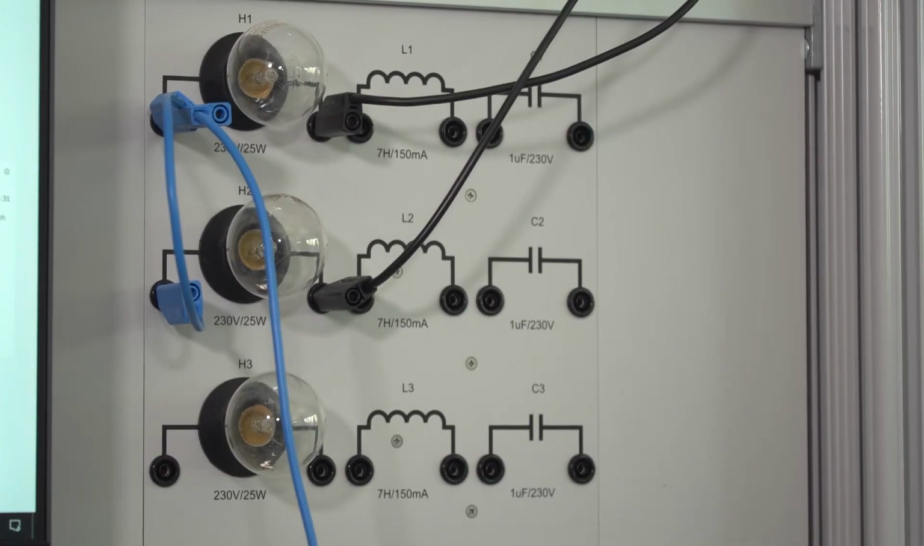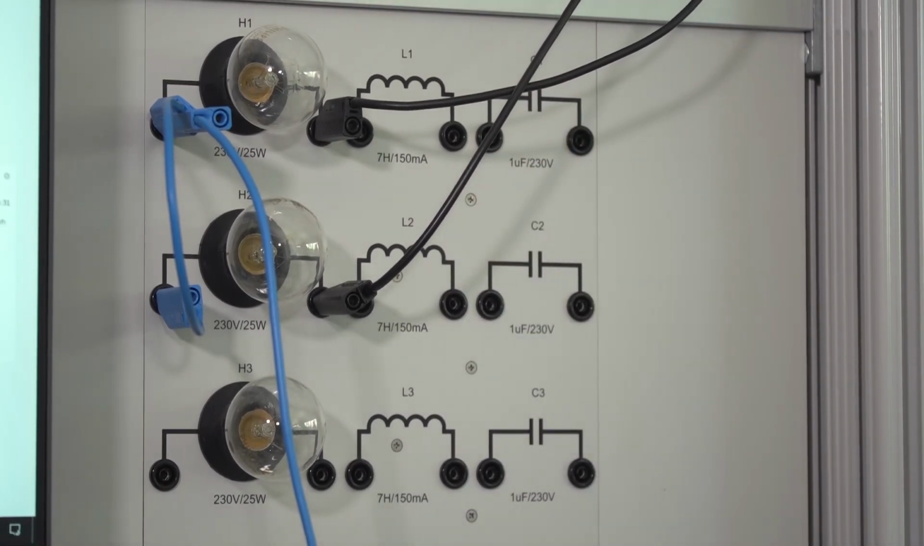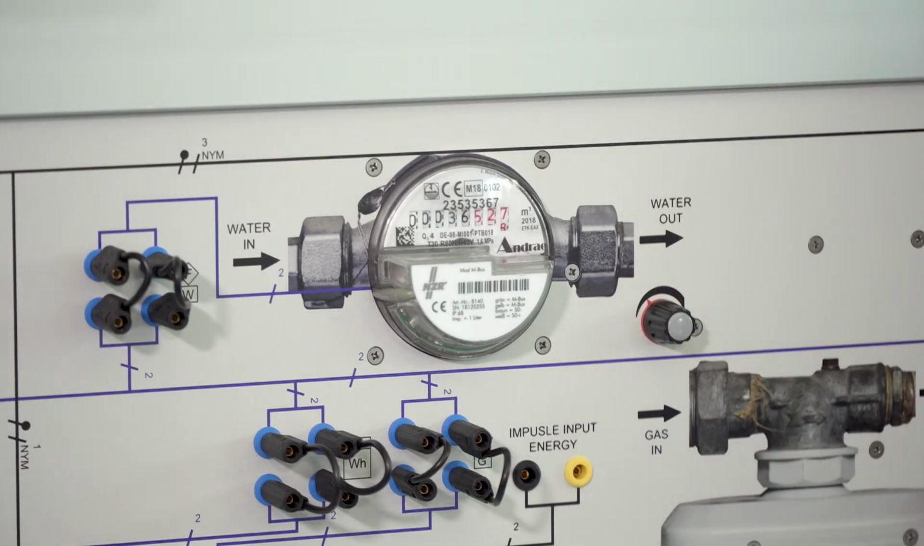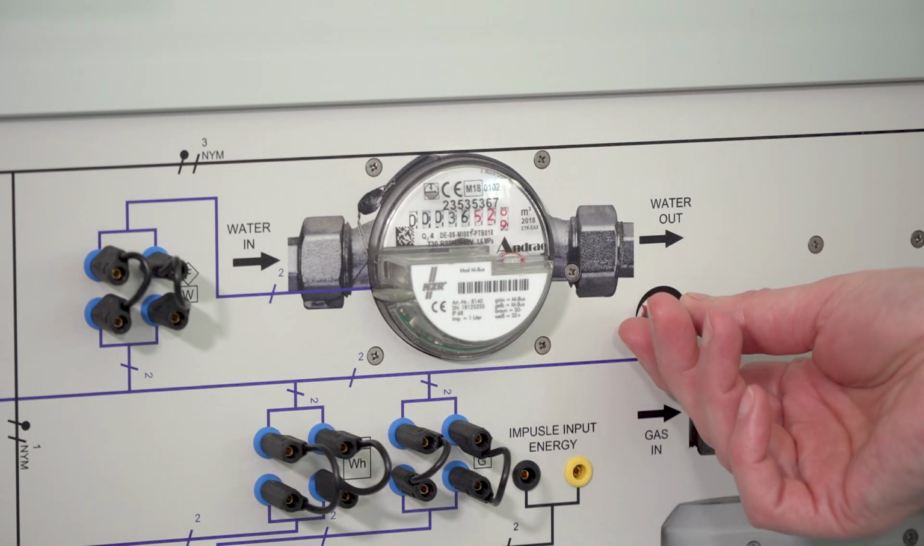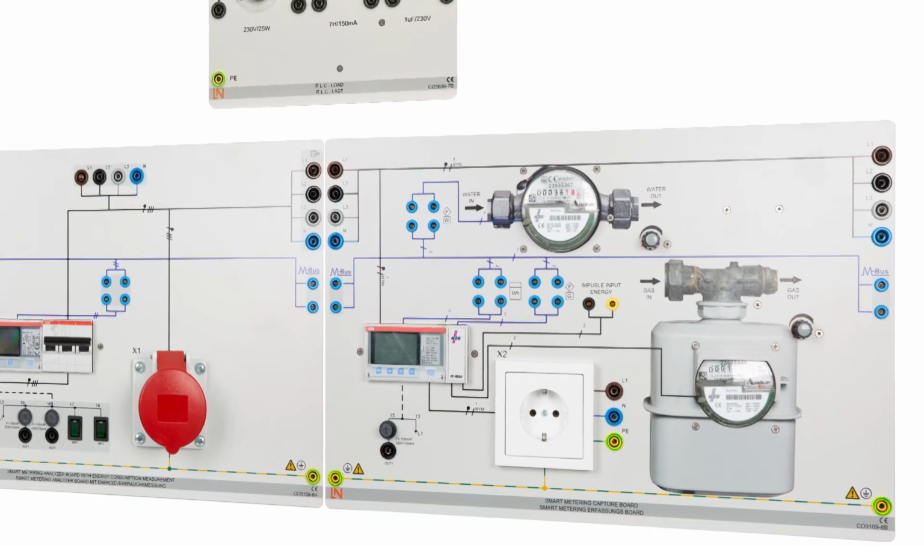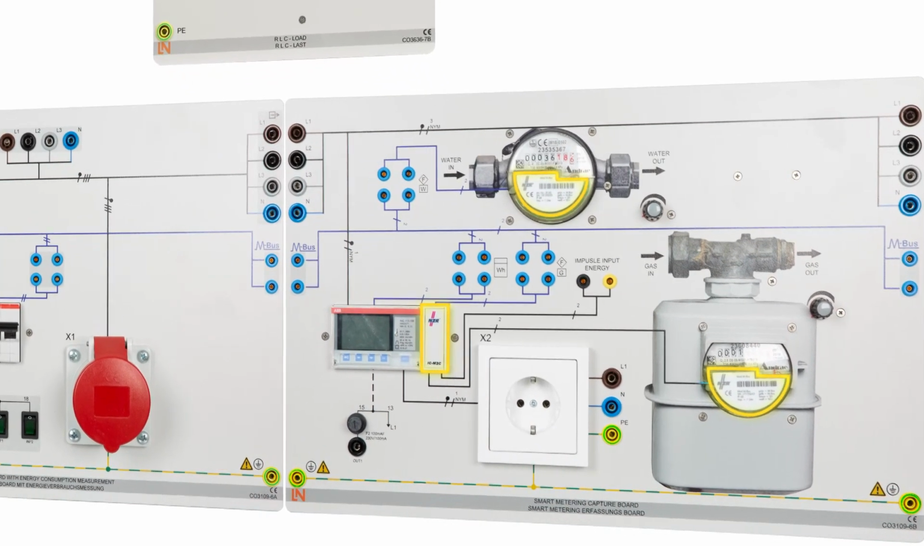The load board, which is equipped with resistive, inductive, and capacitive loads, makes it possible to carry out active and reactive measurements. Gas and water meters are equipped with a potentiometer, which can be used to control consumption. Pulse counters and interfaces are used to measure and process analog gas and water consumption values.